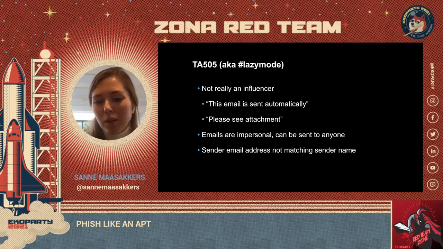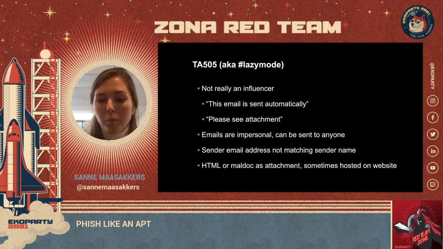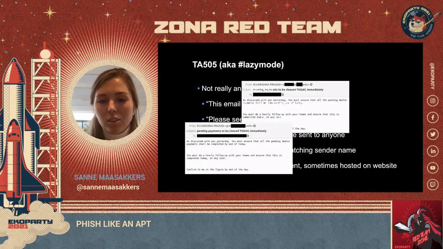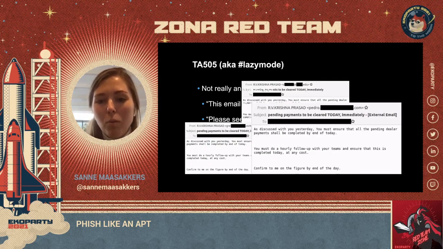And what I think is really funny, but also not really surprising, is that the sender email address is not matching the sender name of the email. And they have HTML or MALDOC as an attachment, sometimes hosted on a website. So they use HTML attachments or MALDOCs. And I will show you a couple of examples of this email. These are 3 examples of this email. And what I said is that the sender email address is not matching the sender name. So you see 3 emails sent from RV Krishna Prasad, and you see 3 different email addresses.